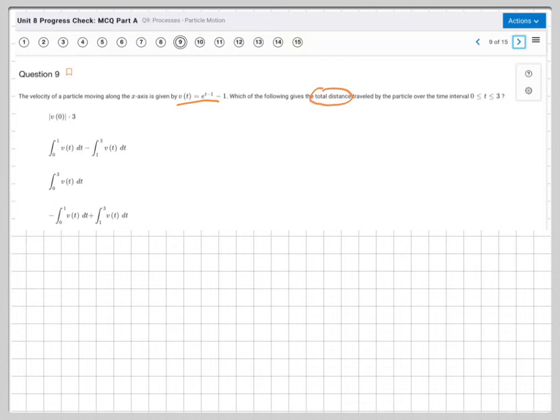So a quick explanation of total distance. I'm going to use this graph that I just made up here. I know it's not the graph of e to the x. We know what e to the x is. e to the x is an exponential function, but I'm just using this for an explanation.